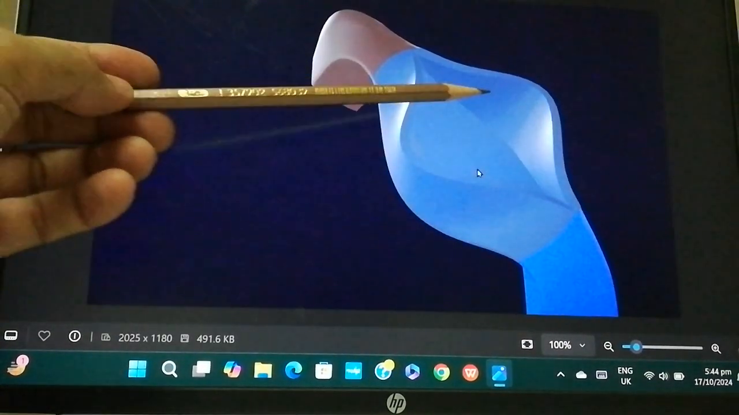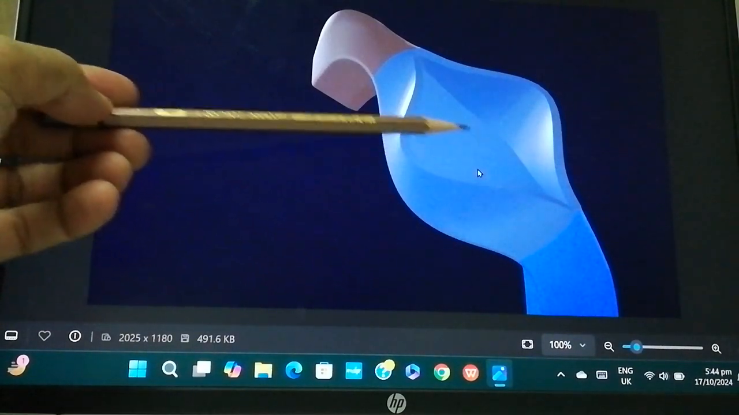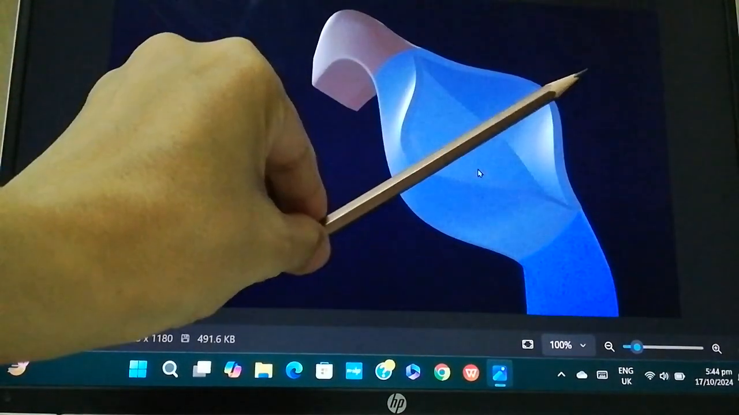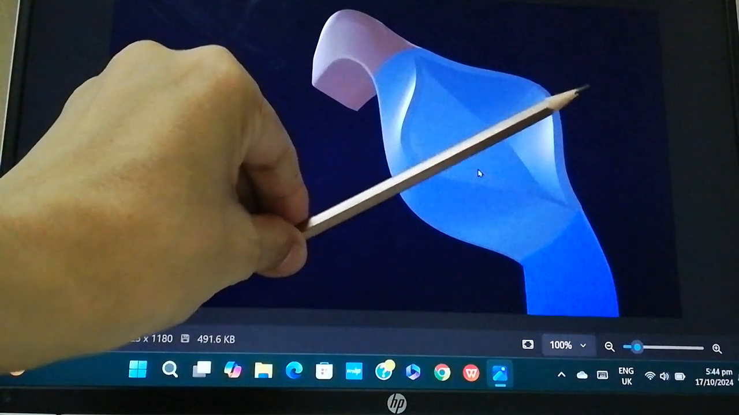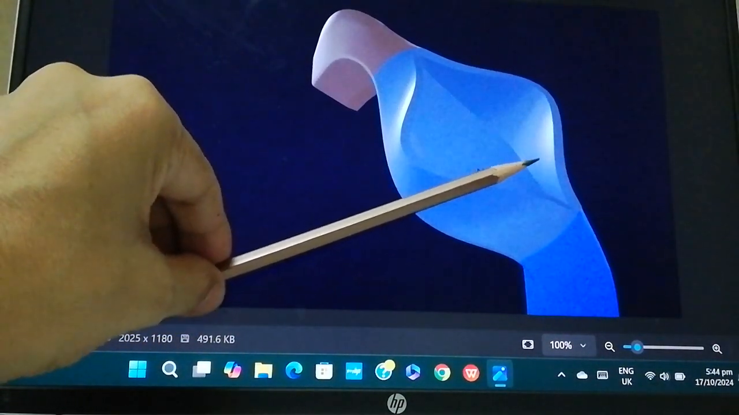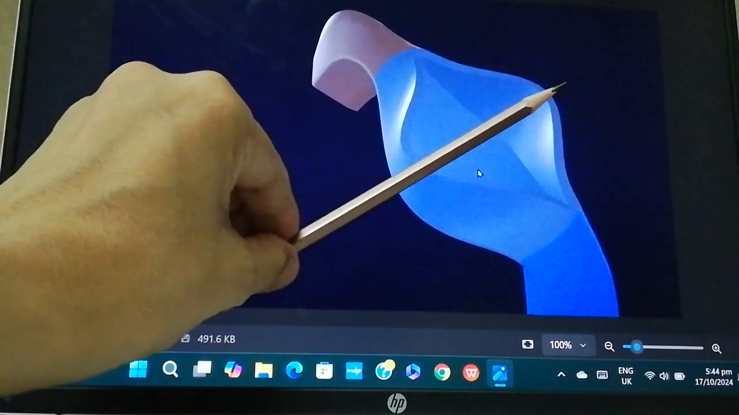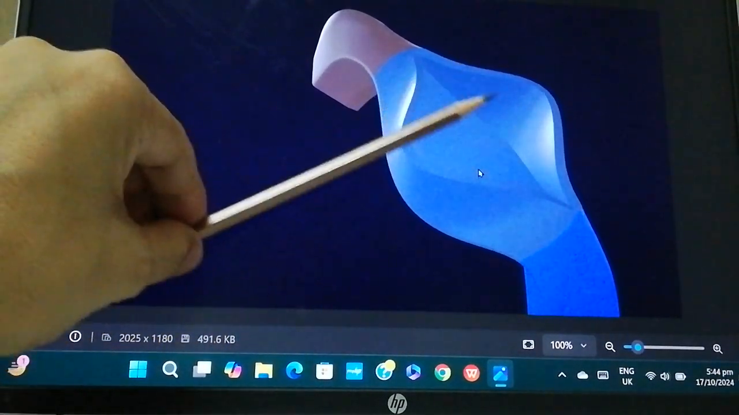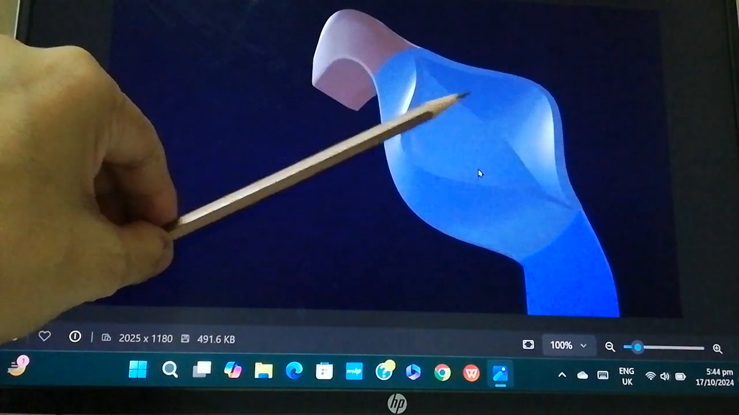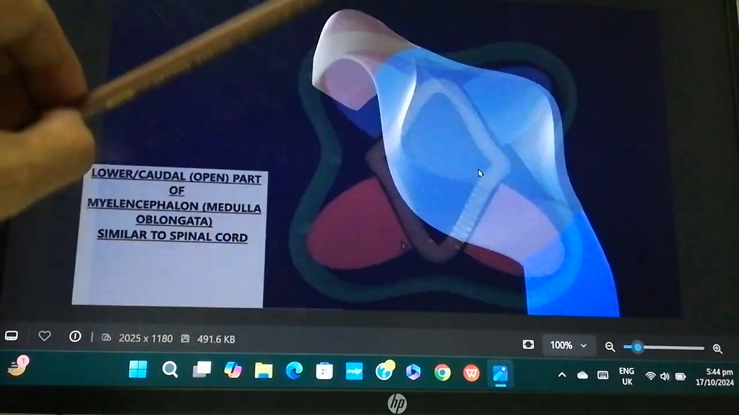So see, if we remove this roof, we can have the fourth ventricle. So if I place my pencil here, you can see this is the lower portion of the fourth ventricle being formed or contributed by the myelencephalon, and above my pencil this portion is the upper part of the fourth ventricle being contributed by the metencephalon, right?